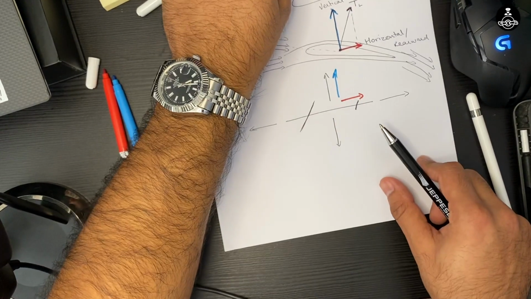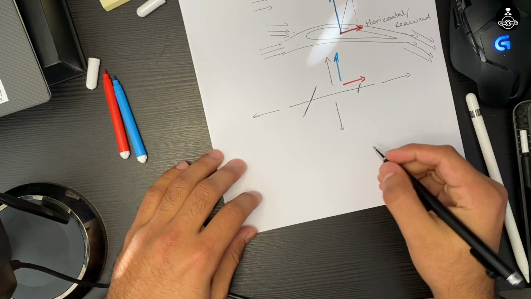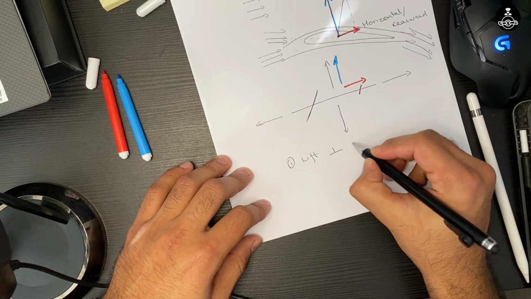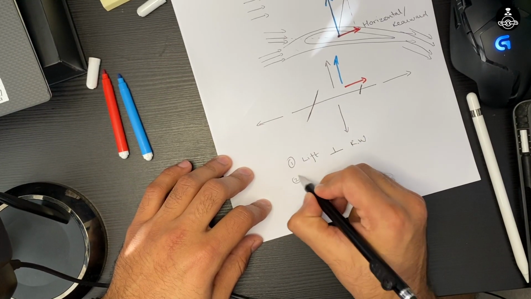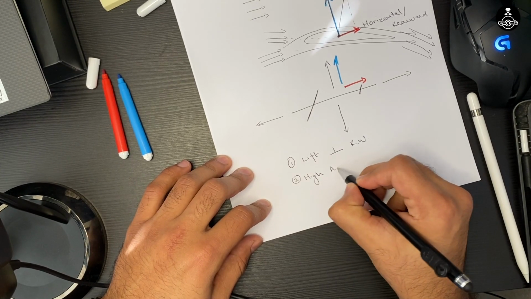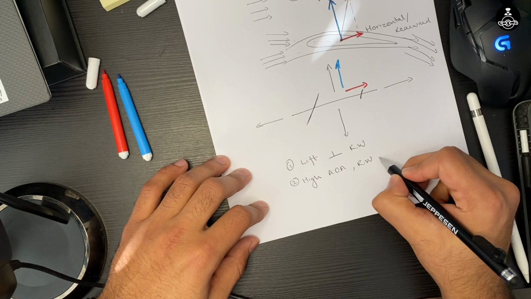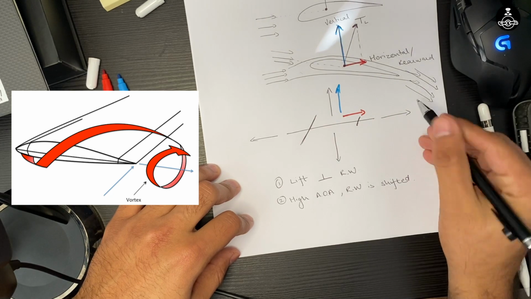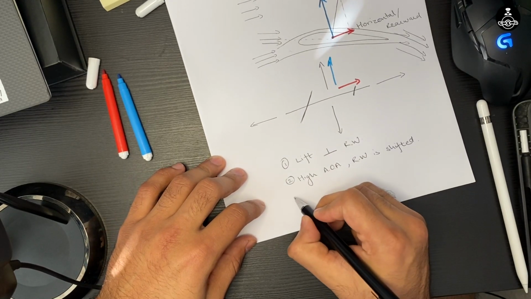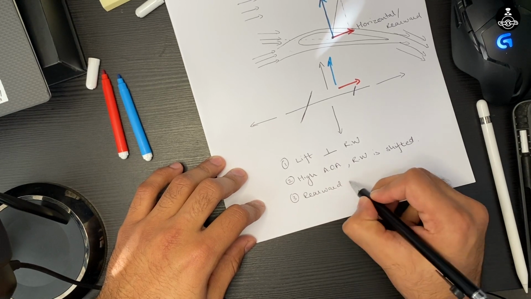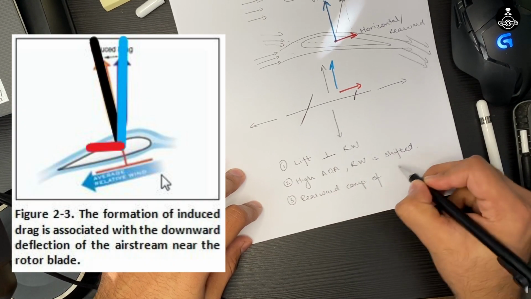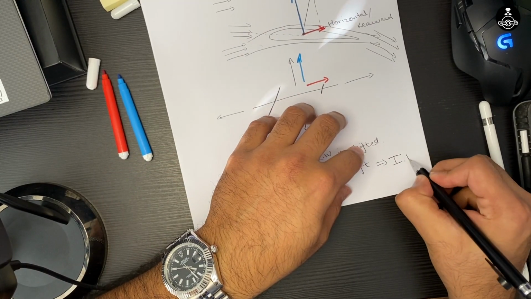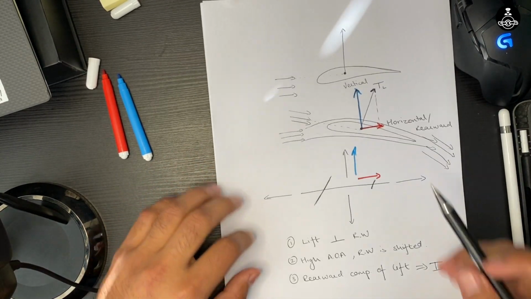So now before we go on to the front camera, let's summarize a few things here. The first thing we learned is that lift is always perpendicular to relative wind. Second thing we learned is at high angle of attacks, the relative wind is shifted because of the wingtip vortices pushing the downwash downwards. This was the downwash. This causes the rearward component of lift, which is what acts as induced drag. So this is the summary which we have learned.